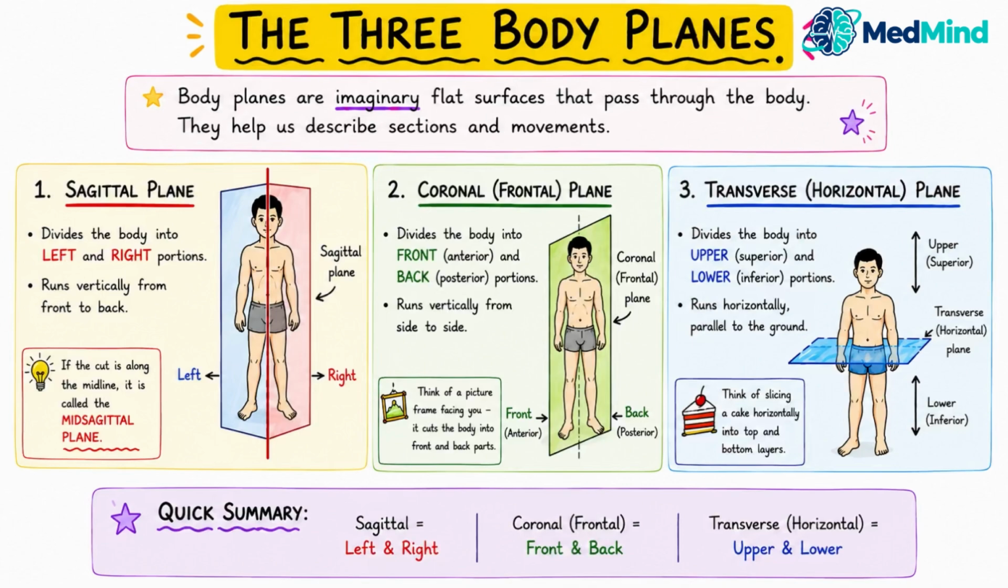For example, think about opening a wardrobe with two front doors. One door represents the front of the body and the space behind it represents the back.